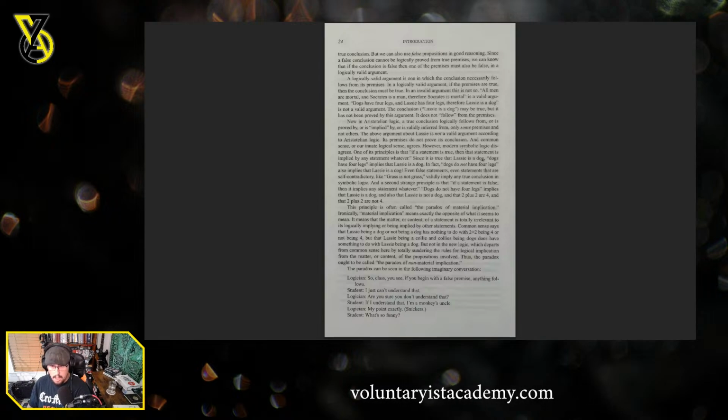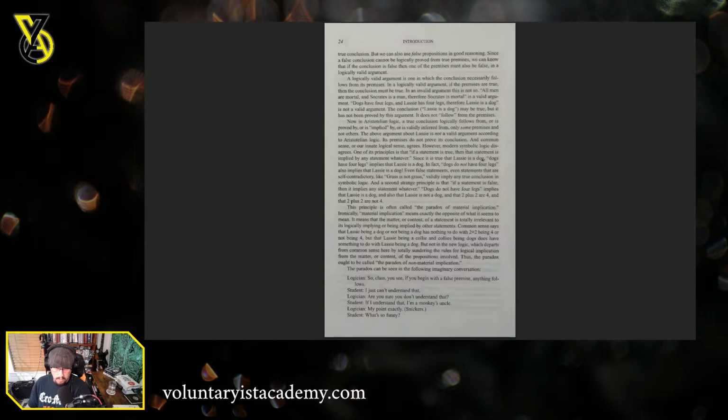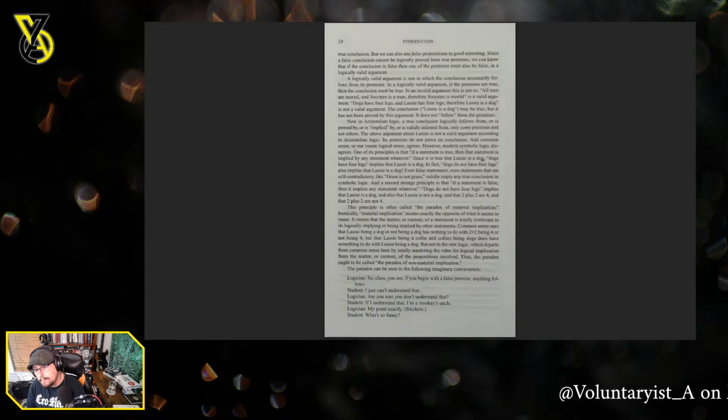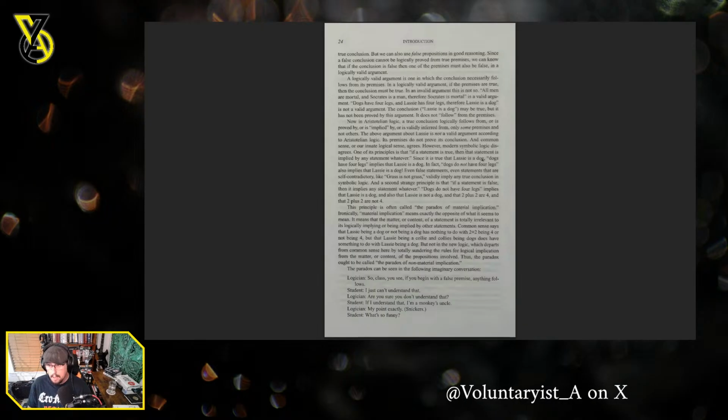Even false statements, even statements that are self-contradictory, like grass is not grass, validly imply any true conclusion in symbolic logic. And a second strange principle is that, quote, if a statement is false, then it implies any statement whatever, end quote. Such as, dogs do not have 4 legs, implies that Lassie is a dog, and also that Lassie is not a dog, and that 2 plus 2 are 4, and that 2 plus 2 are not 4. This principle is often called the paradox of material implication.